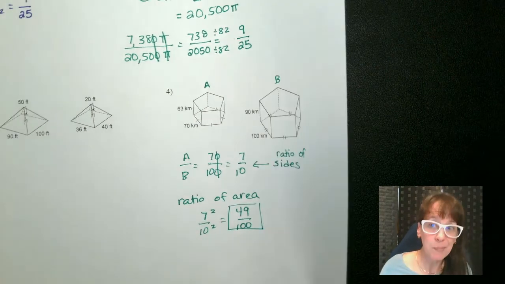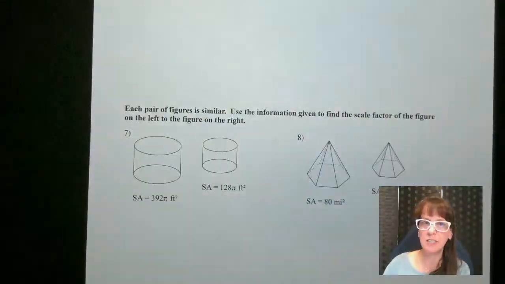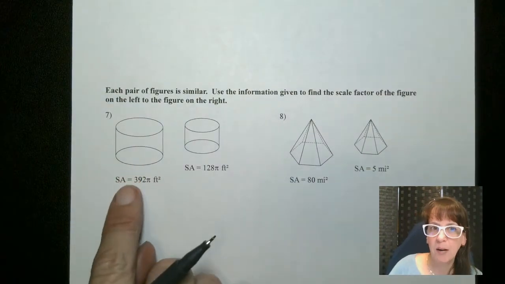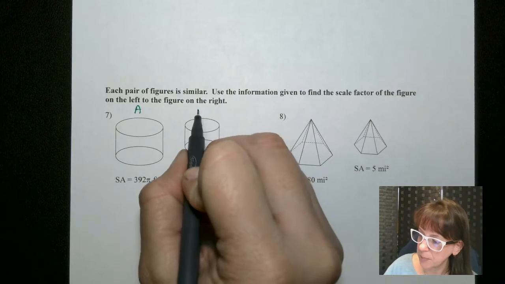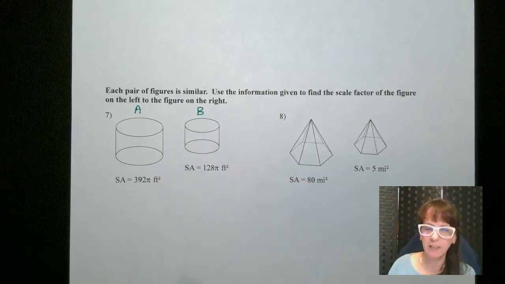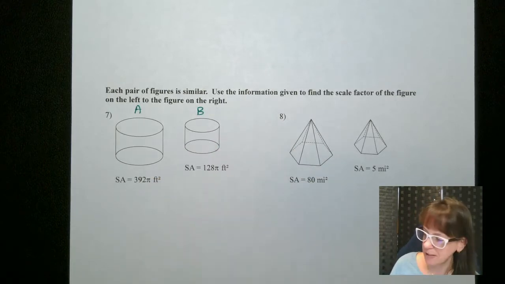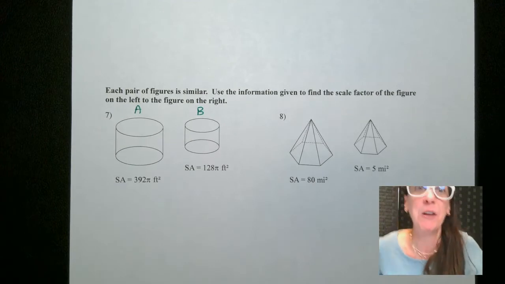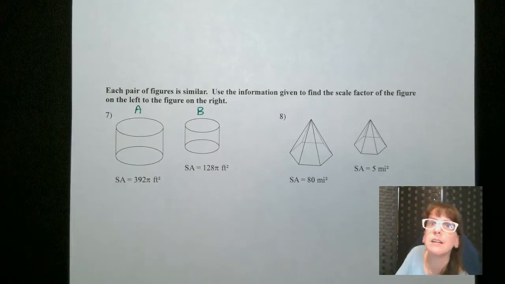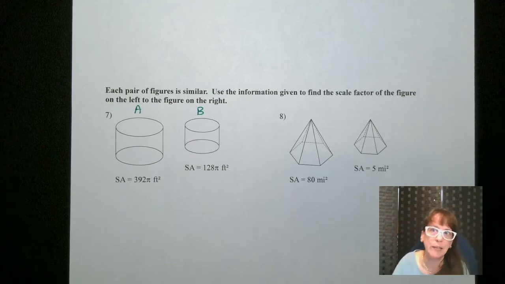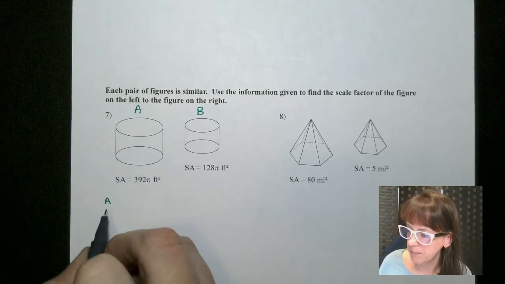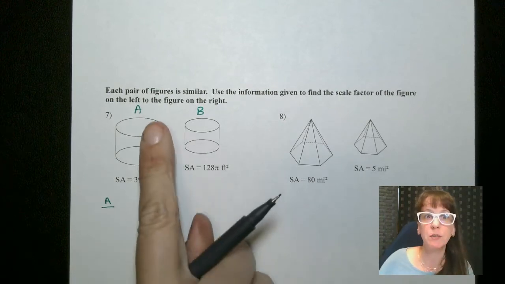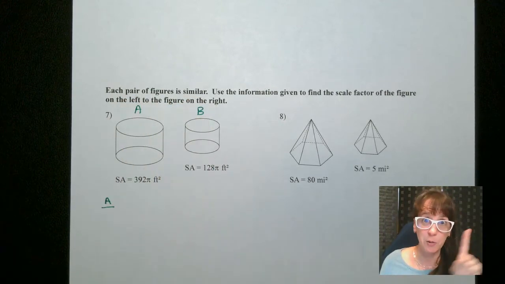Now, let's talk about when you're given the area. And so like this guy right here, I've got number 7. I have 2 cylinders. Cylinder A is 392 pi feet squared, and cylinder B is 128 pi feet squared. Okay, so now at this point, I want you to figure out your scale factor or your similarity ratio. Sometimes it's called one or the other. So here's what we have to do. And specifically, I'll say A to B. Also, each pair of figures is similar. You got to be told that, right?